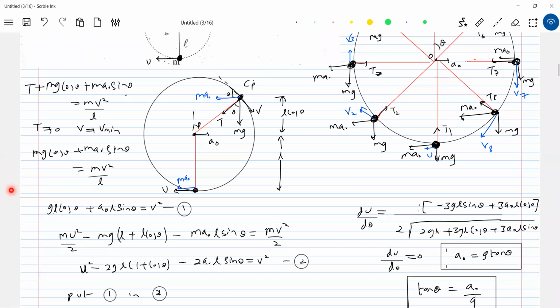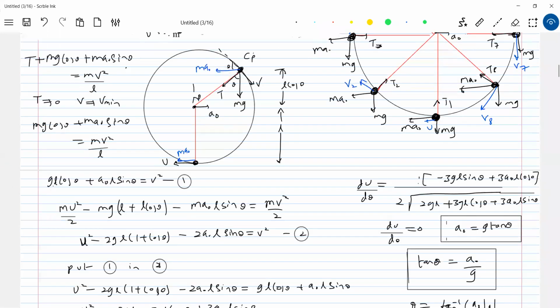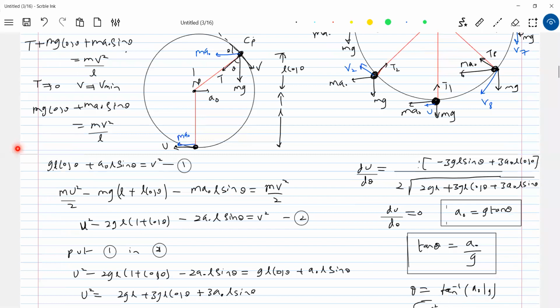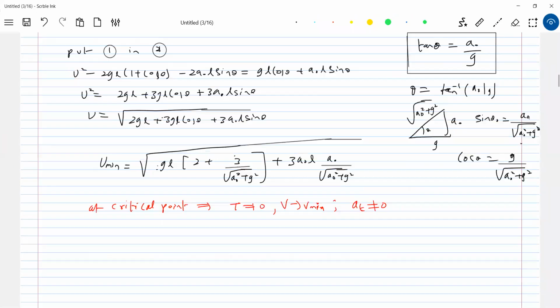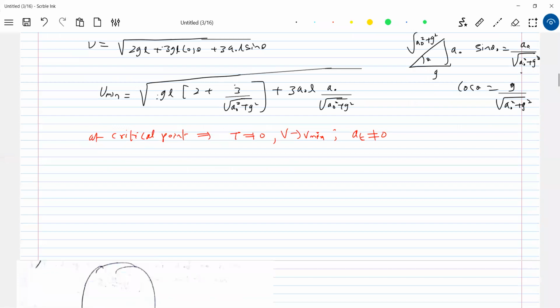Fine. Sir, will you once explain why du by d theta is 0? For minimum, no. To minimize. Because he's asking for the minimum velocity, no? Find the minimum velocity that should be imparted to the bob at the lowest point. To check the minimum, what happened? I can differentiate, no? And equate to 0. Already forgot? Okay, sir, understood.